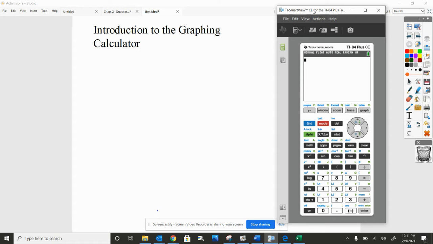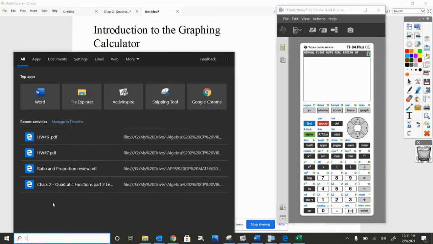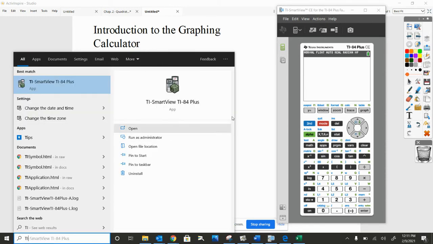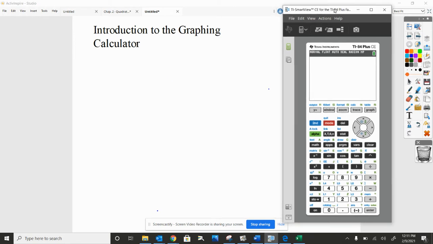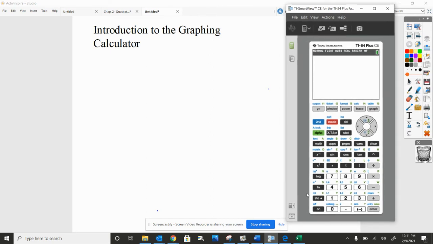So remember, on your screen, down in the left-hand corner of your Chromebook, you should see a little circle. If you click that and type in TI, the letters T and I, a calculator should come up. It might not say Smart View like mine, but it should say TI. I think it says 84. That calculator will always come up anytime you search TI. It will look something like this. I think yours is black on your screen, but it has the same functions, okay?